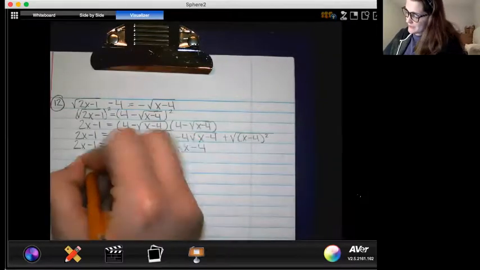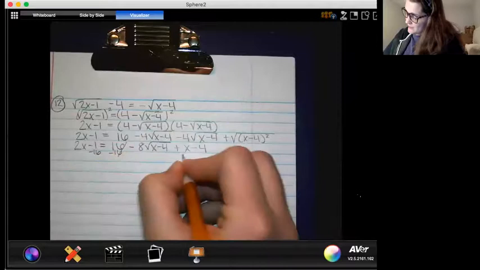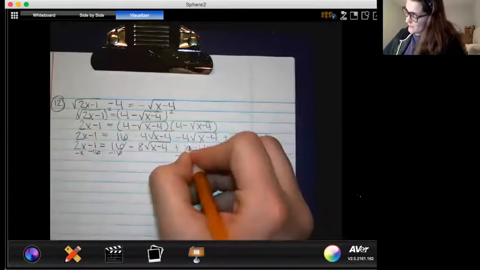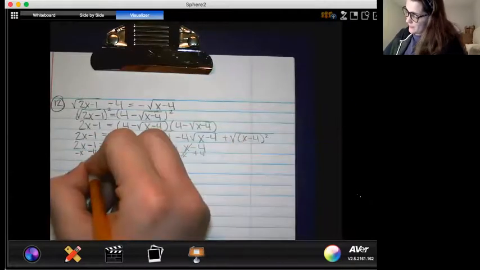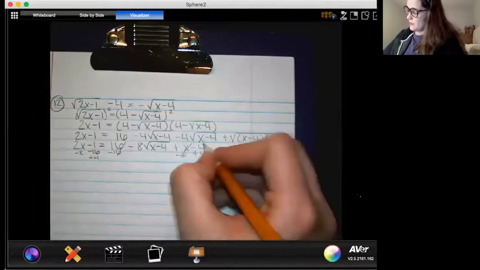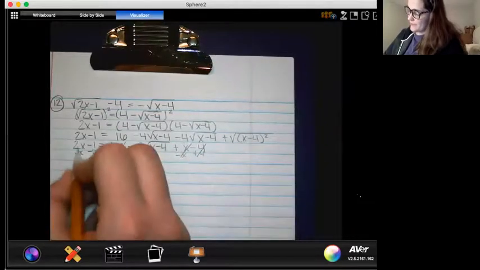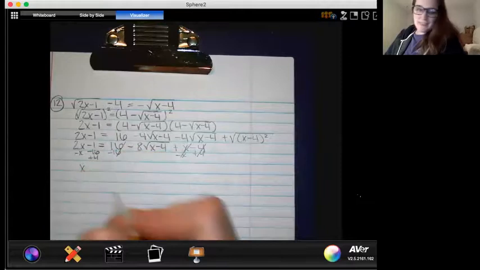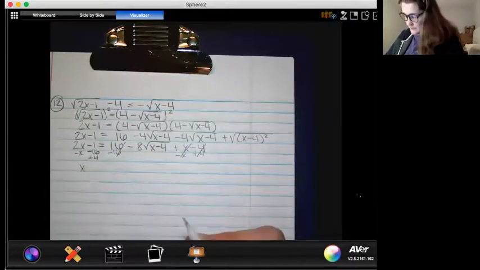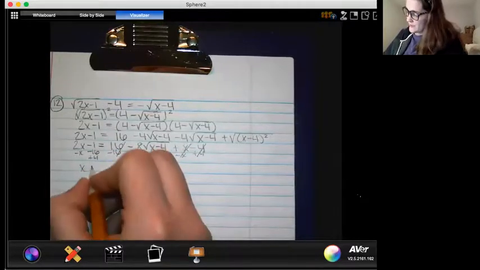So I'm going to subtract 16. I'm going to subtract x, and I'm going to add 4. Okay, it's a little bit more complicated than the ones we've had before. So I got x, that's negative 17 plus 4, which gives us negative 13.